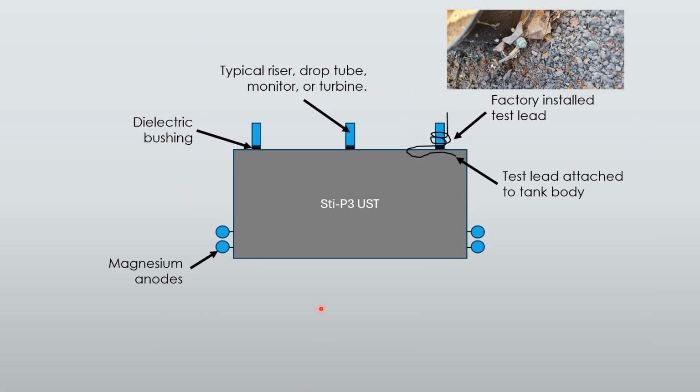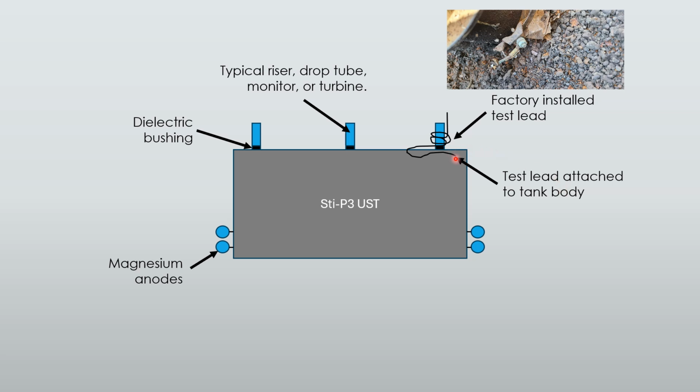So, one more diagram of a Type 3 tank. We're going to have our magnesium anodes welded onto the lower quarter, lower fifth of the tank. All of the risers have, or should have, dielectric bushings installed on them while the tanks are going in or from the factory. So this will isolate the tank from any other electrical systems. The anodes then will only be protecting the tank body.